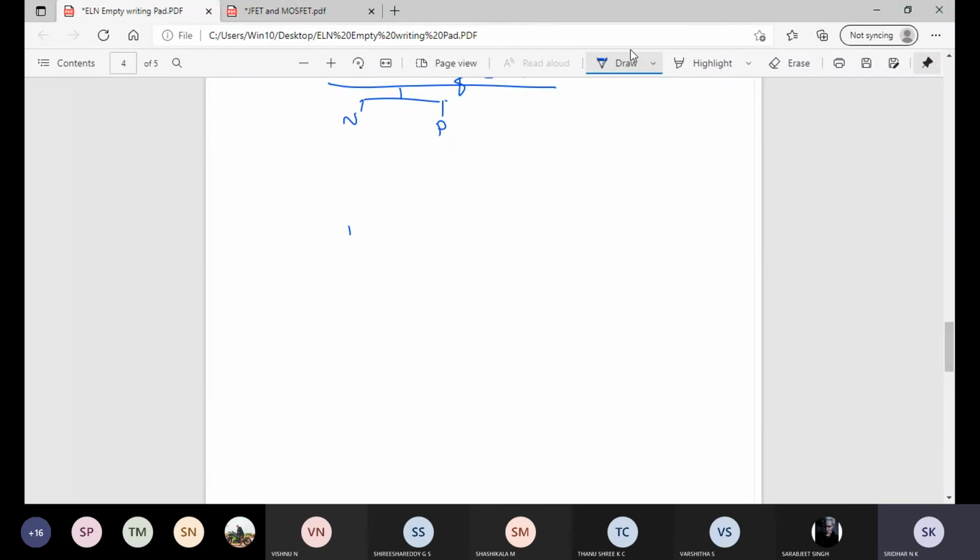So for P channel, the channel looks like this. For P channel, the channel should be of P type. So in this P type, I am doping N type semiconductor. Correct? This is N type semiconductor, and these N types are internally connected to form a gate.